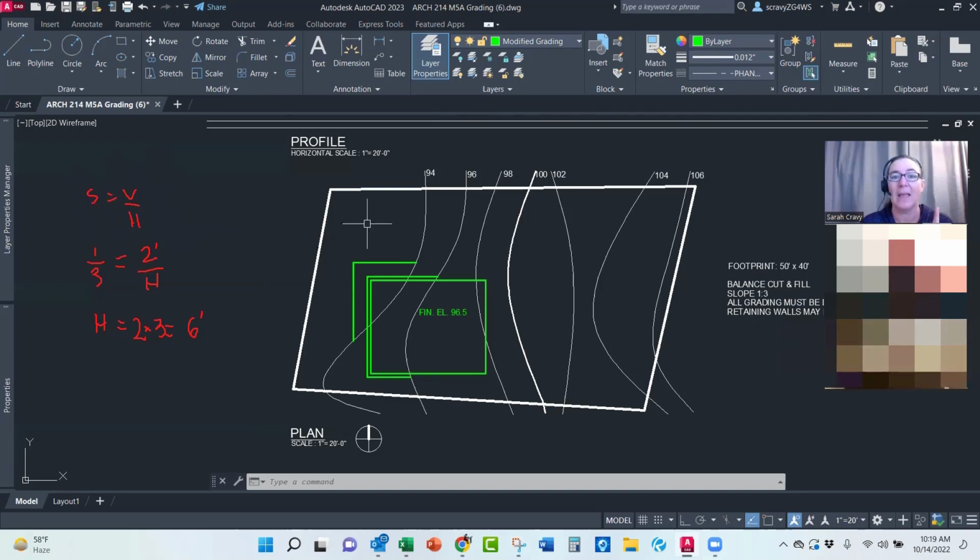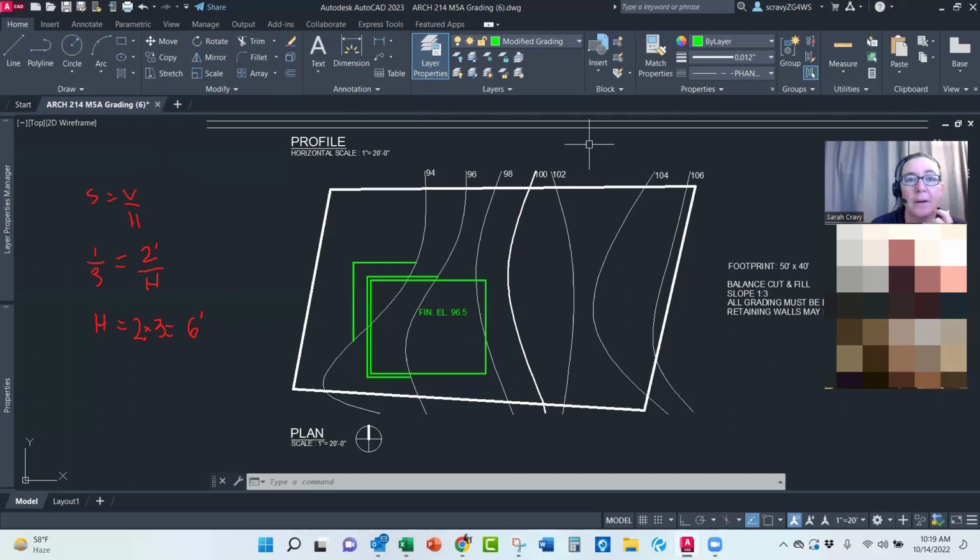In this case, what is the V? What's the vertical distance between 96.5 and 98? Wouldn't it be 2 foot? Between 96.5 and 98? 98, 96, 97, 98. 2.5? Not 2.5, that's too much. 1.5. Oh, yeah, 1.5, not 2.5.